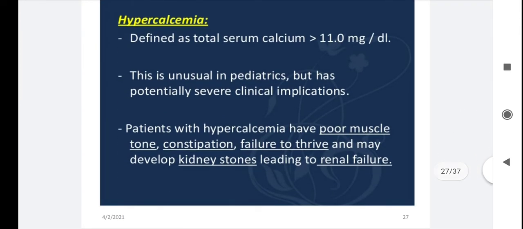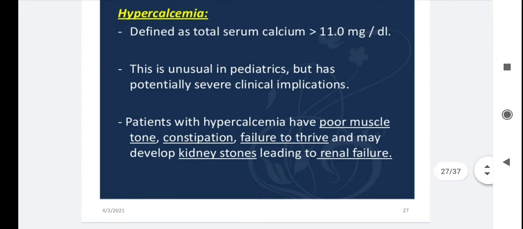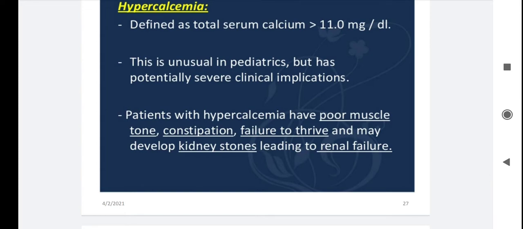Hypercalcemia is defined as total serum calcium more than 11. This is unusual in pediatrics but has potentially severe clinical implications. Patients with hypercalcemia have poor muscle tone, constipation, failure to sleep, and may develop kidney stones leading to renal failure.